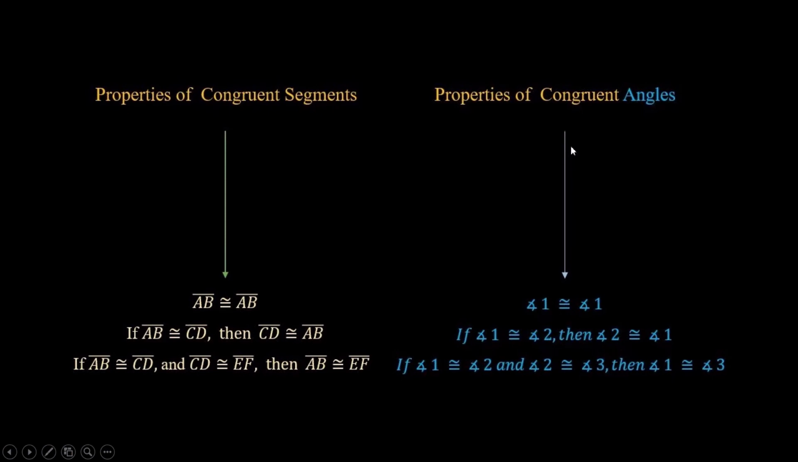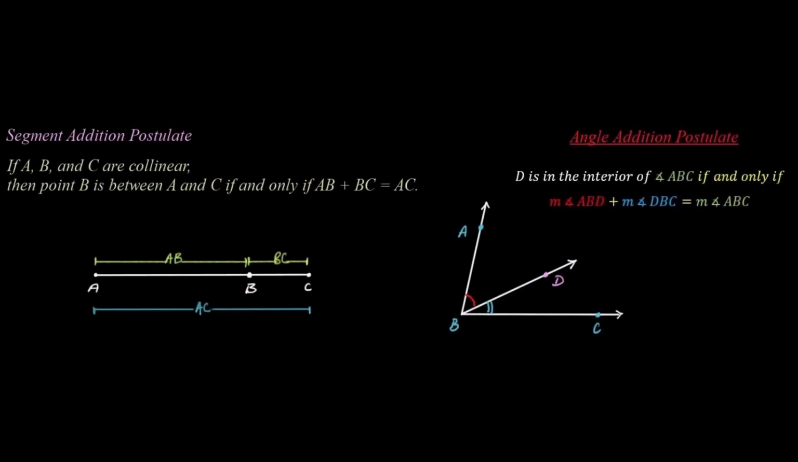Today I shared with you properties of congruent angles, the reflexive, symmetric, and transitive property of congruent angles. Then I shared with you the angle addition postulate, which was similar to the segment addition postulate, where two baby segments give you one bigger segment. Here, two baby angles give you one bigger angle.